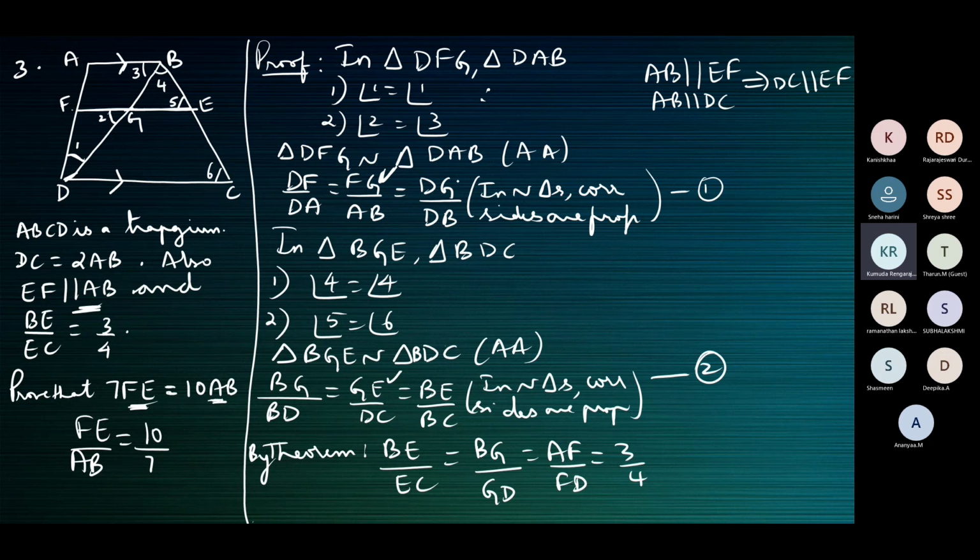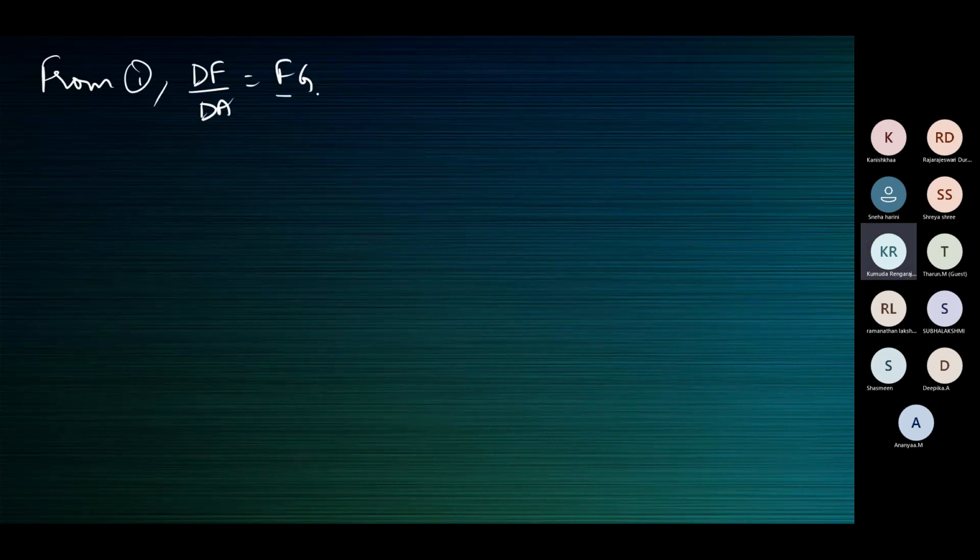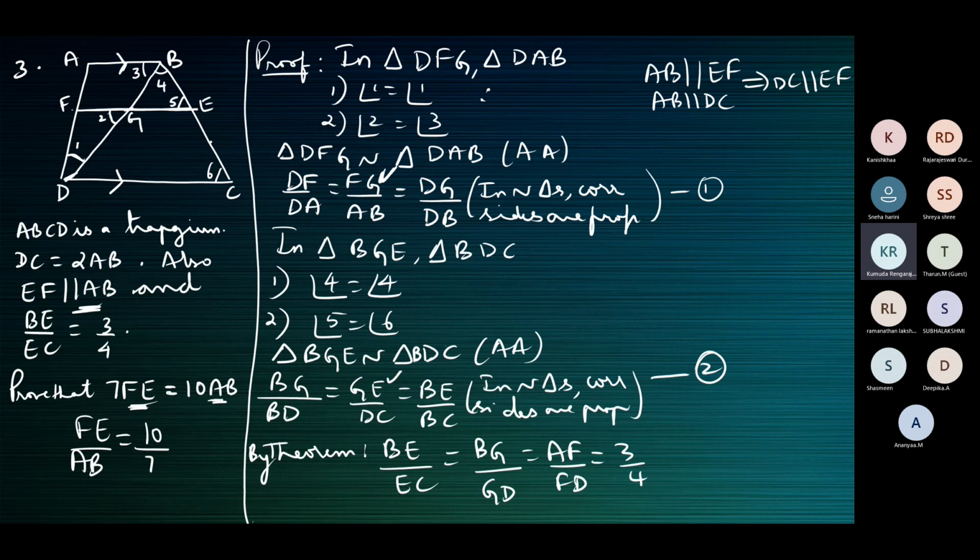This along with anything else, children. Let me put it like that. This along with anything else. So supposing you take DF by DA. DF by DA is equal to FG by AB. All right. So what is DF by DA? What is DF by DA, children? Tell me.